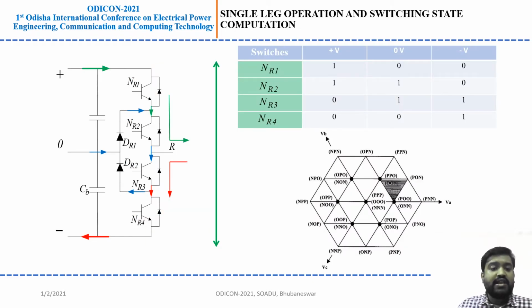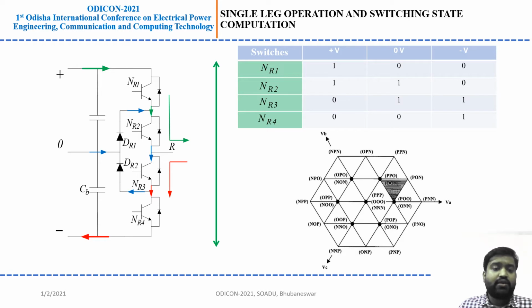This is the single leg conversion, where we are generally using 4 switches. The upper is positive, the lower is negative, and the medium is the neutral point. During the positive half cycle, or positive voltage, the upper 2 switches NR1 and NR2 are operated, which gives the positive voltage. In the negative half cycle, NR3 and NR4 are operated, which gives the negative half cycle, and the zero sequence voltage, zero voltage or neutral current.